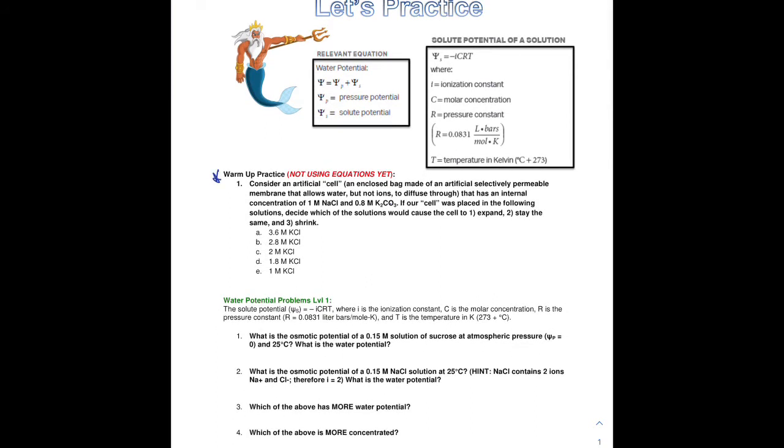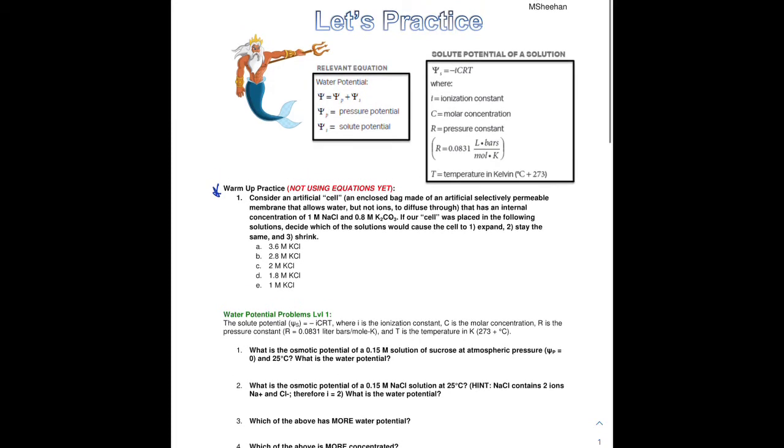Okay, first, let's just look at some numbers, looking at solute and molarity and how things are going to move around. We're not using any equations yet, so let's just look at our question. First, we're looking at an artificial cell, which is just a little bag, an artificially selectively permeable membrane, and that's actually what we're going to be doing in lab. So this is kind of simulating what we'll be doing.